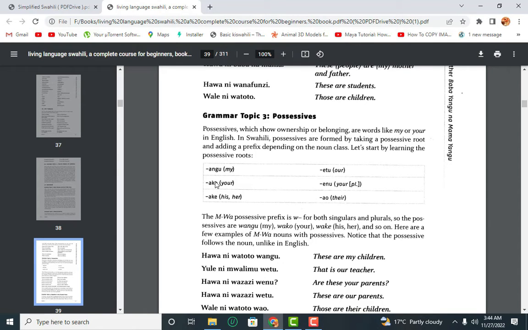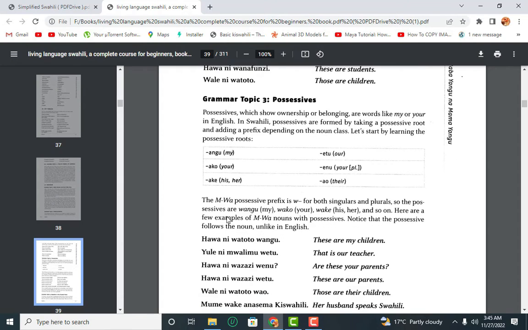The second person, ako, which means your in singular. In plural, enu, which means your in plural. The third person is ake, which means his or her. The plural of the third person is ao, which means their.